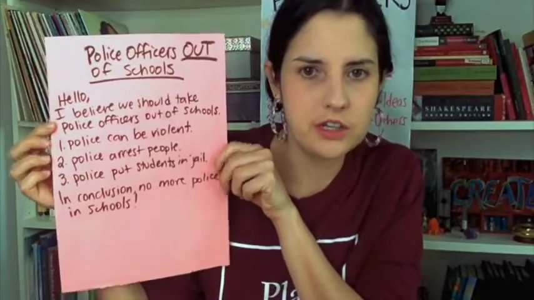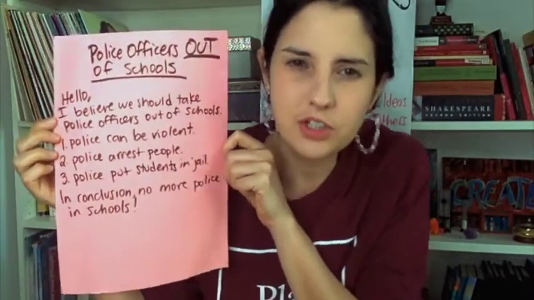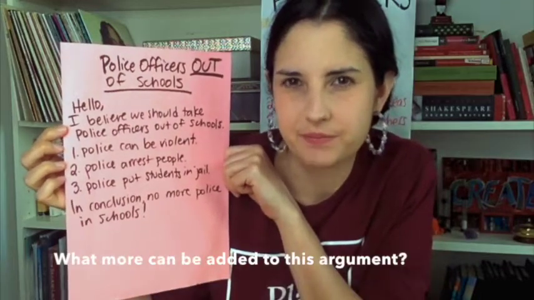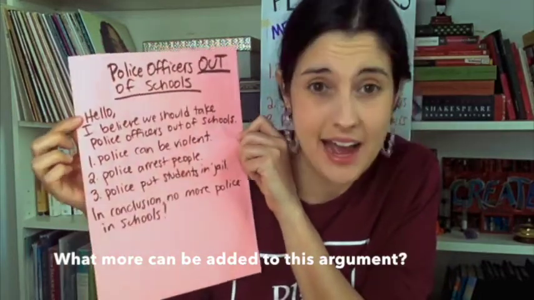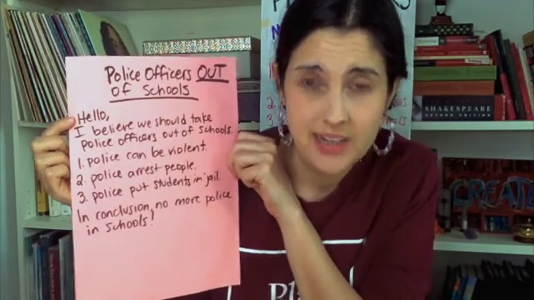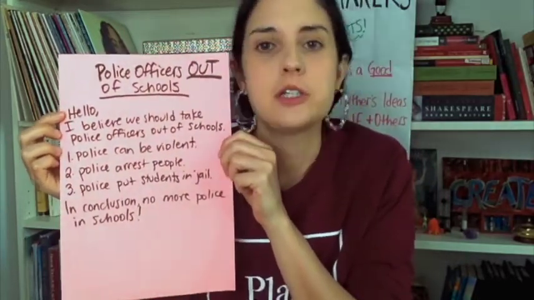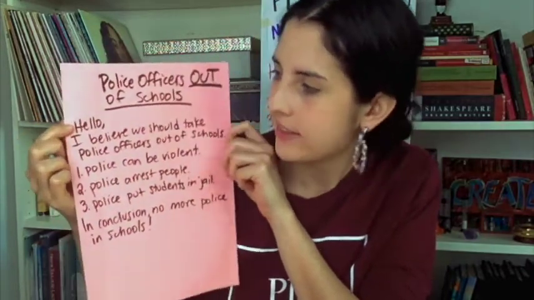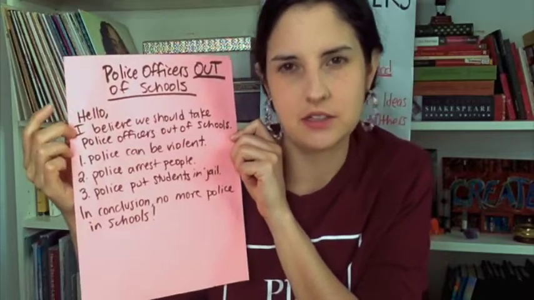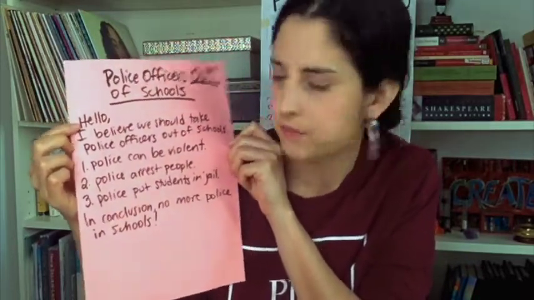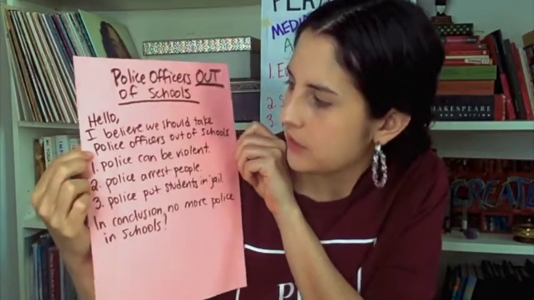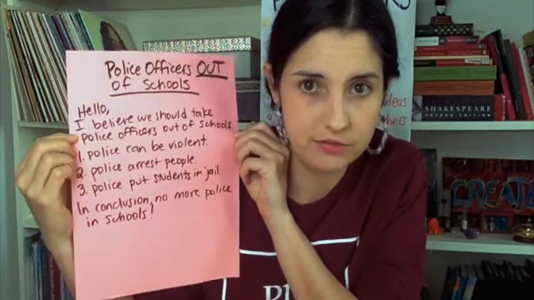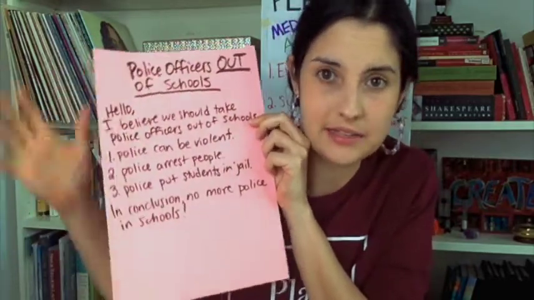So I want you to look at this argument, and I want you to think about, what more could I add here? I think I could for sure add someone that I'm addressing this to. Since I live in the city of Chicago, the person I would write to is the mayor, Mayor Lightfoot. So I think that is something I should add to my argument, is I should address the mayor directly. Now, I say I believe we should take police officers out of school. So I state what I believe, state the case I want to make.